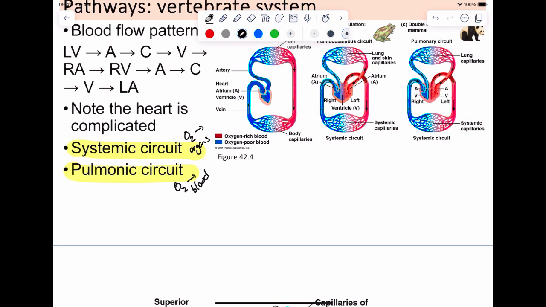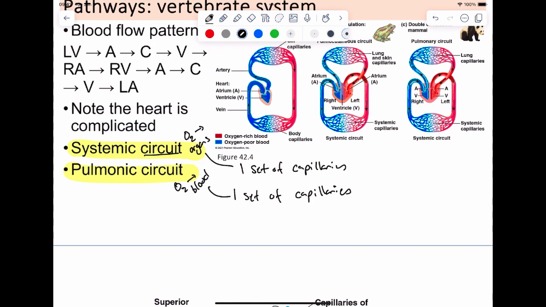Which means what we need to have at least, with this exchange, is that the systemic circuit requires one set of capillaries. The pulmonic requires a separate set of capillaries. So, to really go through circulation, you need to go through the systemic circuit and the pulmonic circuit to make the complete journey. You have to run through both of them.